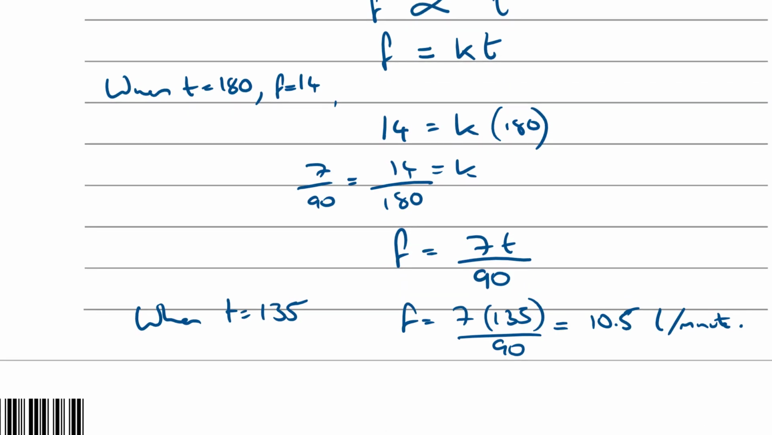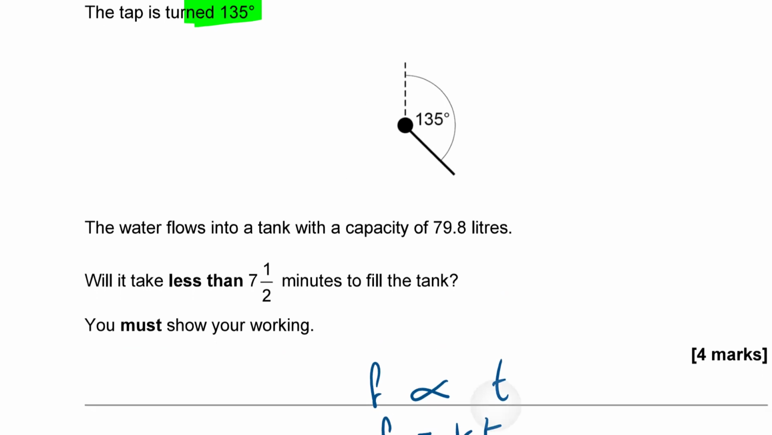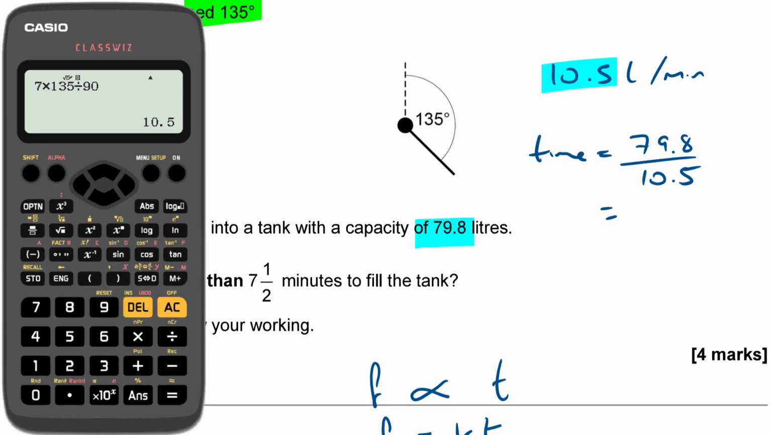Running out of space a bit here. So if the flow is 10.5 litres per minute, let's come back up here. Will it take less than 7.5 minutes to fill the tank? Well, the capacity of the tank is 79.8 litres and it is filling at 10.5 litres per minute. So if we divide one by the other, we'll find out how long it takes. Time is going to be 79.8 divided by 10.5. That gives me 38 over 5, which is the same thing as 7.6.